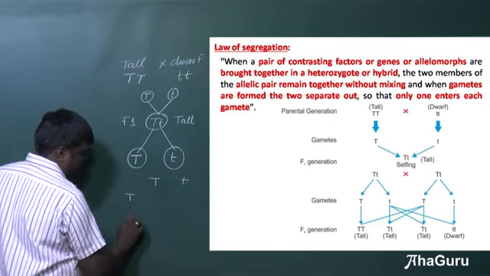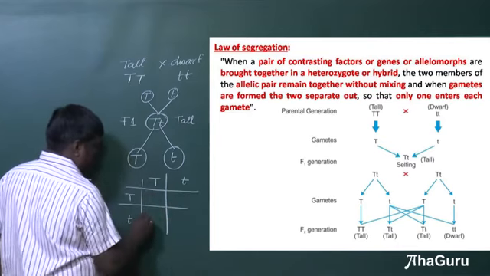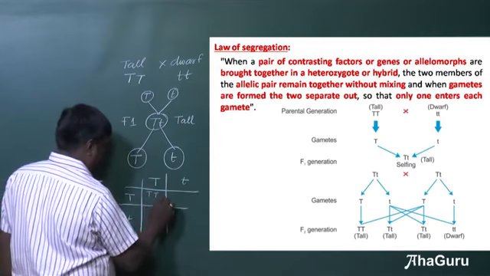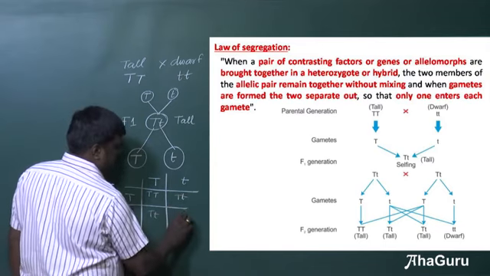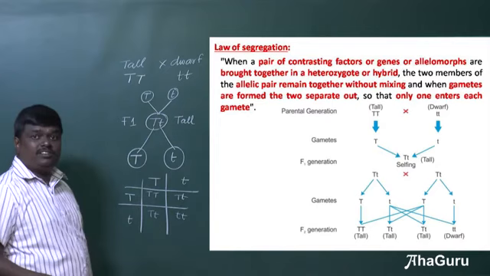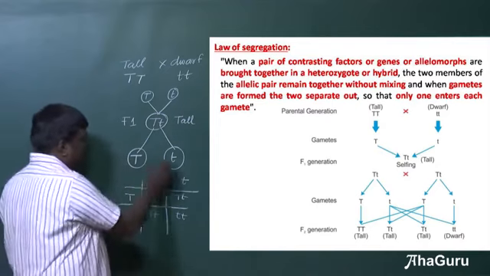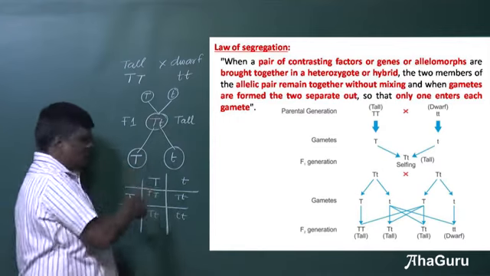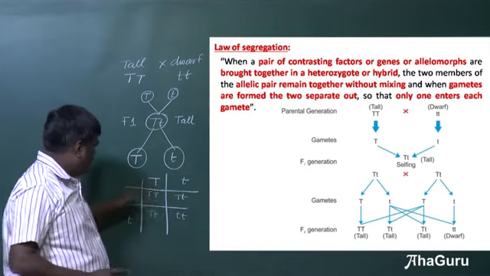capital T, small t. When you do the checkerboard here: capital T capital T, capital T small t, capital T small t, small t small t. So, this is the classical example to explain the law of segregation. These are the same gametes obtained from F1, sorry, these gametes are obtained from F1.